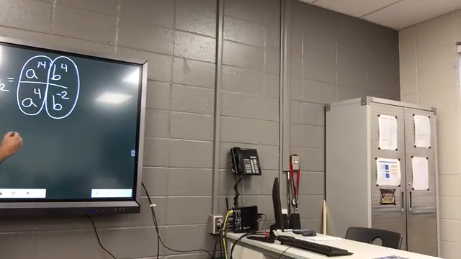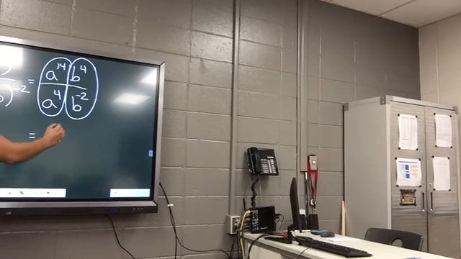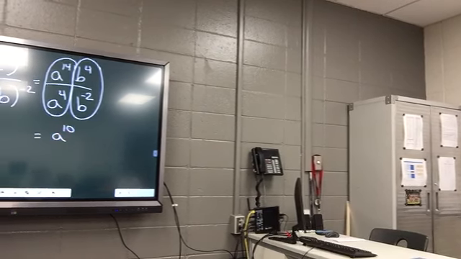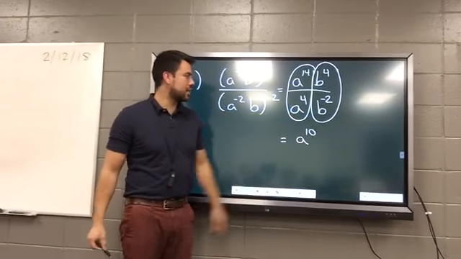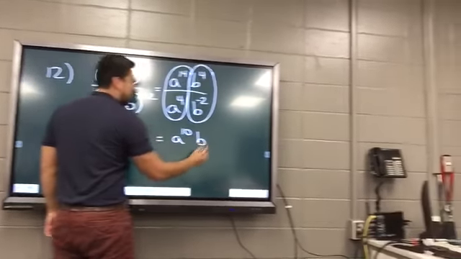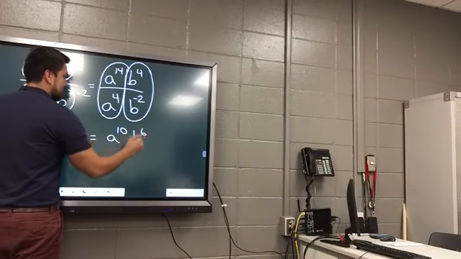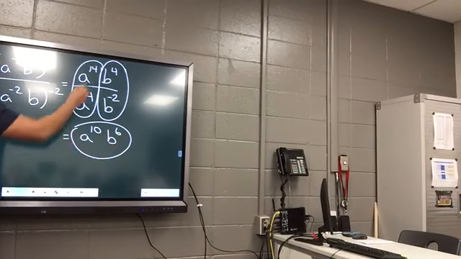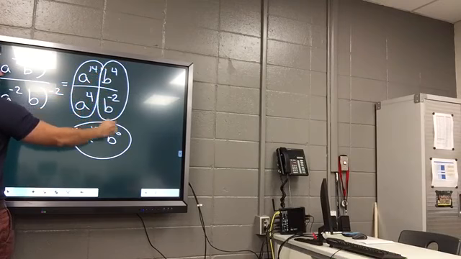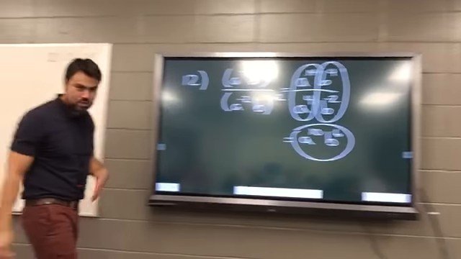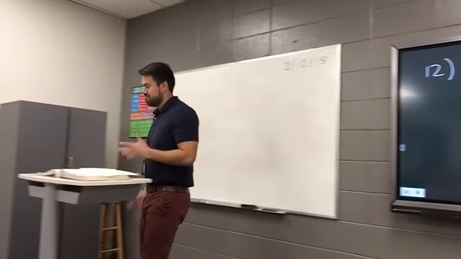So what do I get with the A? A to the 10th. Yeah, you're going to do 14 minus 4, A to the 10th. B to the 6th. Oh, yeah. Because 4 minus negative 2 is really 4 plus 2, which is 6. Not too bad.